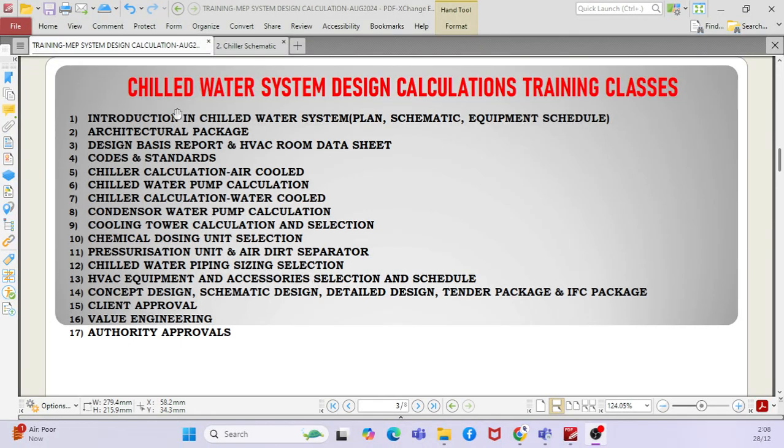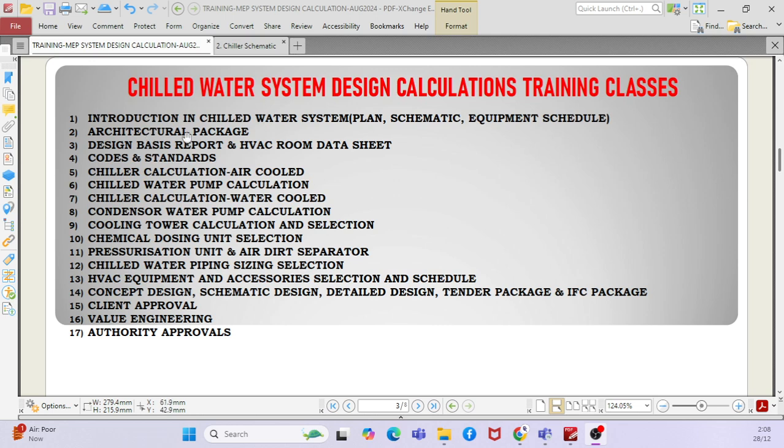Today we will start with the chilled water system design calculation. This is a new syllabus. So far we have seen air conditioning and smoke management. Today we will start with the chilled water system. In this chilled water system, if you see the syllabus, there is a chilled water introduction.